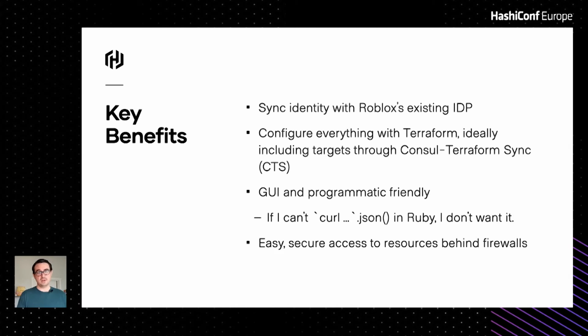That being Terraform for us, and ideally have dynamic targets through Consul, which you can do today with Consul Terraform Sync. Another thing that I like is that it has a really nice GUI, and it's very programmatically friendly. So to give an example, one thing that I do for a lot of local development is I just pipe a curl into Ruby, parse it as JSON, and if I can't do that, I don't want it. So one thing is that it needs to be so easy that you can't not do it to access resources behind firewalls, and Pete's going to talk a little bit about that.